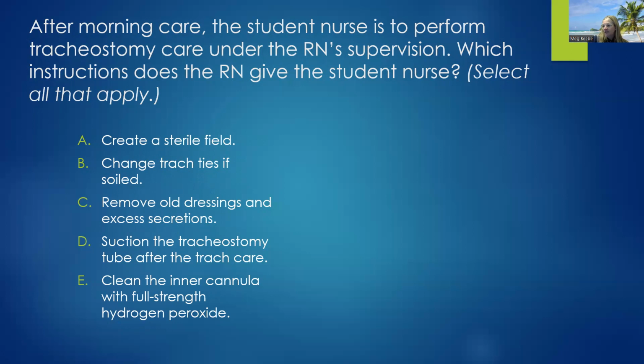The answer D, suction the tracheostomy tube after trach care, that is not appropriate because you would want to suction before, otherwise you're going to just introduce all of the excess secretions you just cleaned. And then cleaning the inner cannula with full strength hydrogen peroxide, that is not appropriate. There is an inner cannula that can be taken out. You do not want to introduce any type of liquid in that inner cannula for fear of aspiration. So take that inner cannula out.